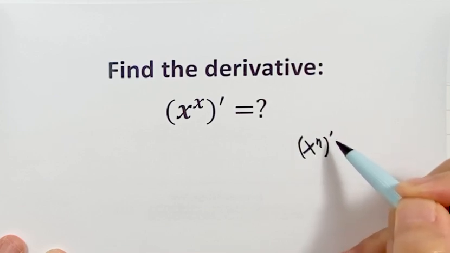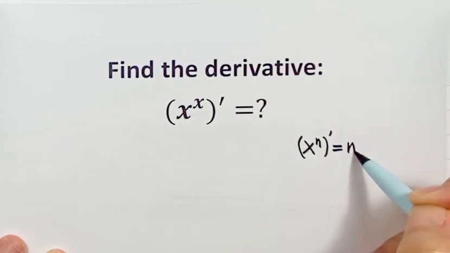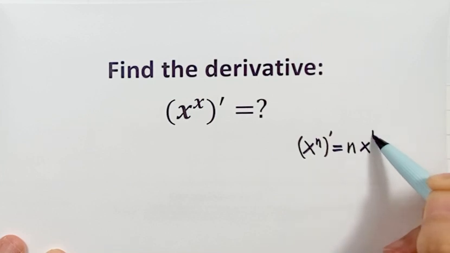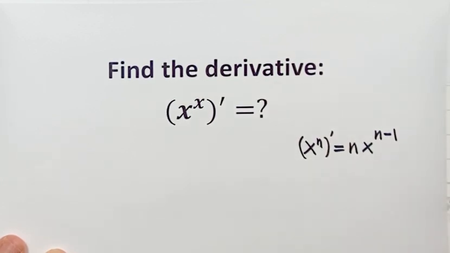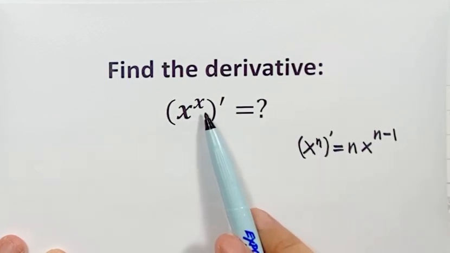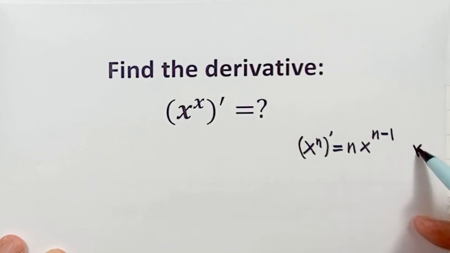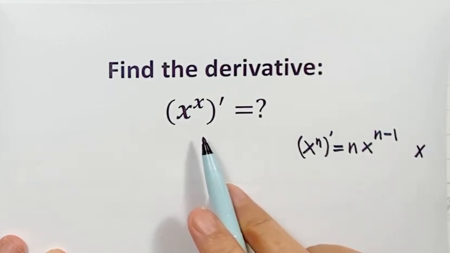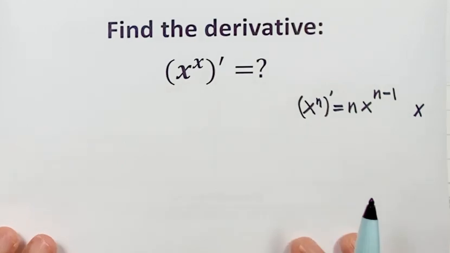X to the nth power, take a derivative, just equals n times x to the power n minus 1. That's not right, because here n is a constant, but here the power is a variable. So that's why we can't use this formula for this question. Instead, we can do it this way.